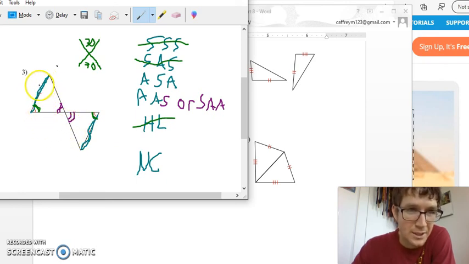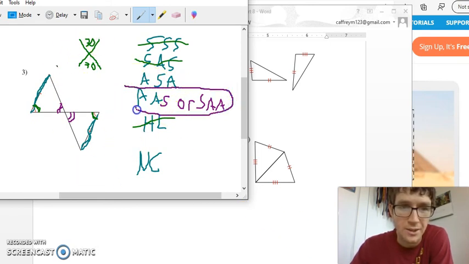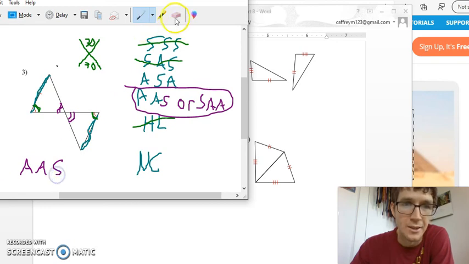We can't jump around here and go side, then jump over. There has to be an angle attached to that side, and there has to be at least one more angle. So we should be selecting one of these. I like writing it as AAS. And that is your answer for this problem.